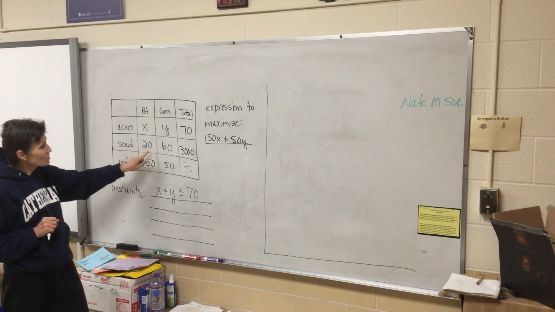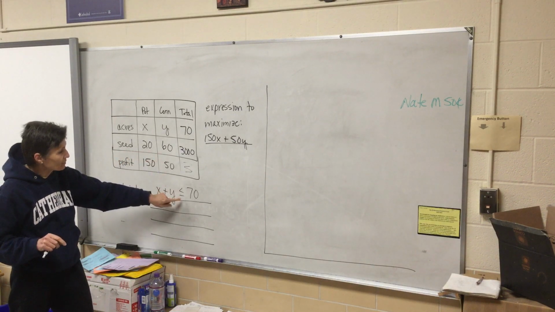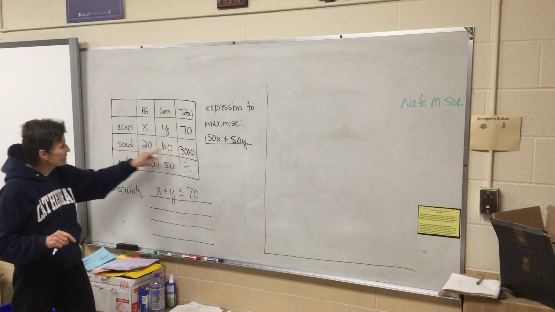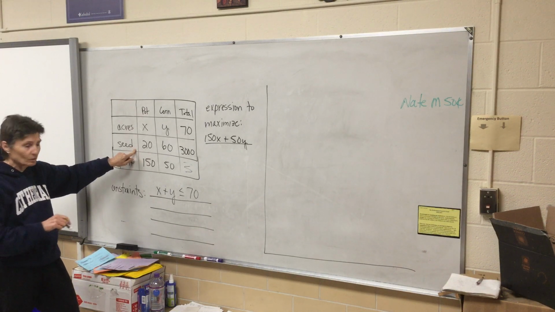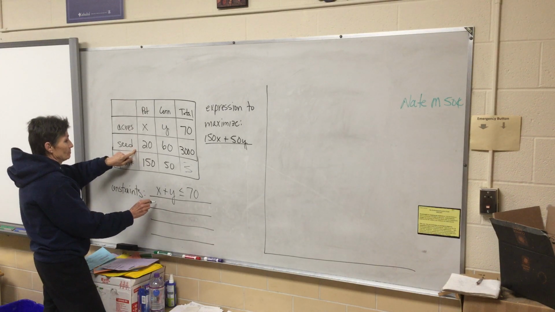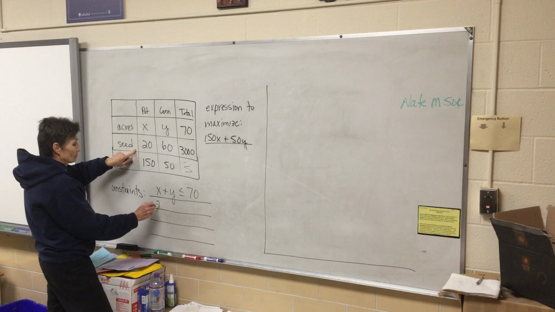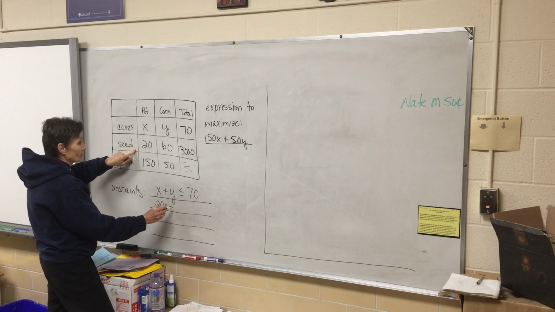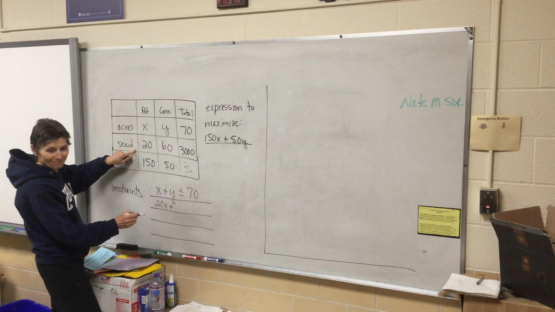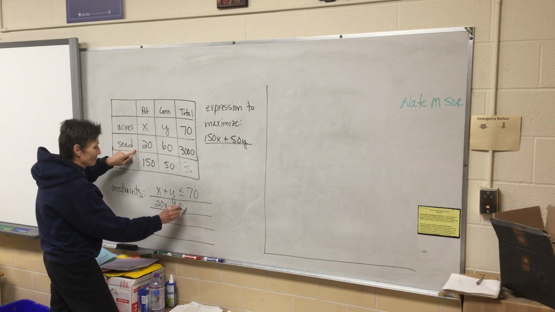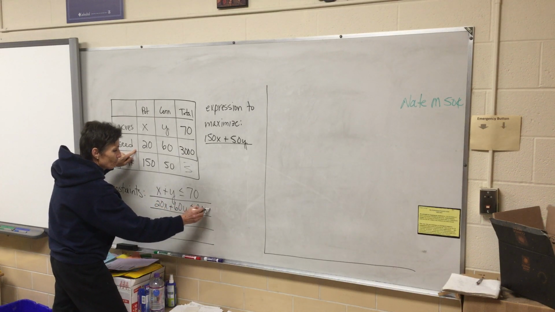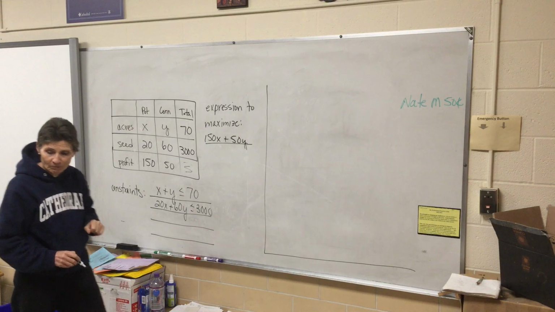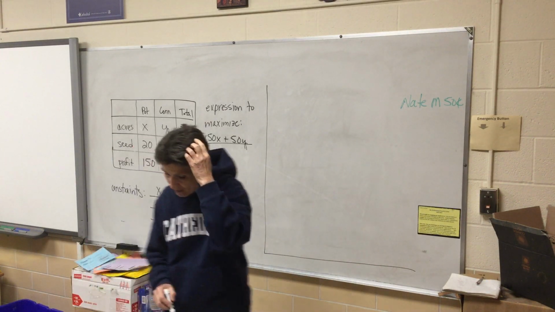Can you get an equation or an inequality? It'll have a less than or equal to it. Can you get an inequality from the seed row? What would that look like? 20X plus 60Y less than or equal to 3,000. Perfect. Absolutely perfect. You guys are picking up on this very quickly.